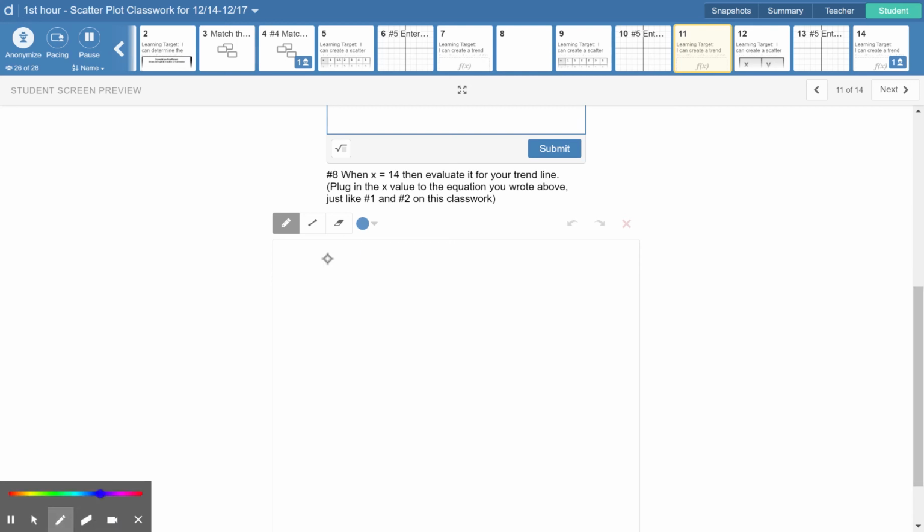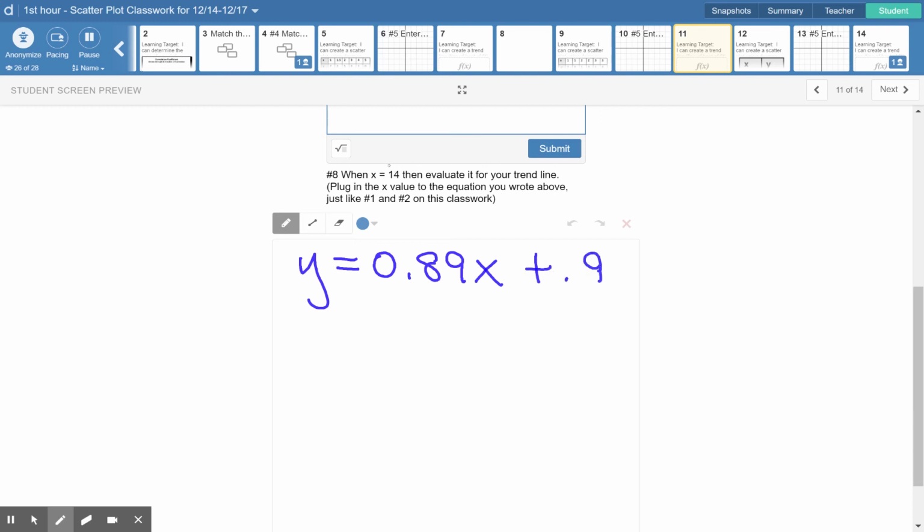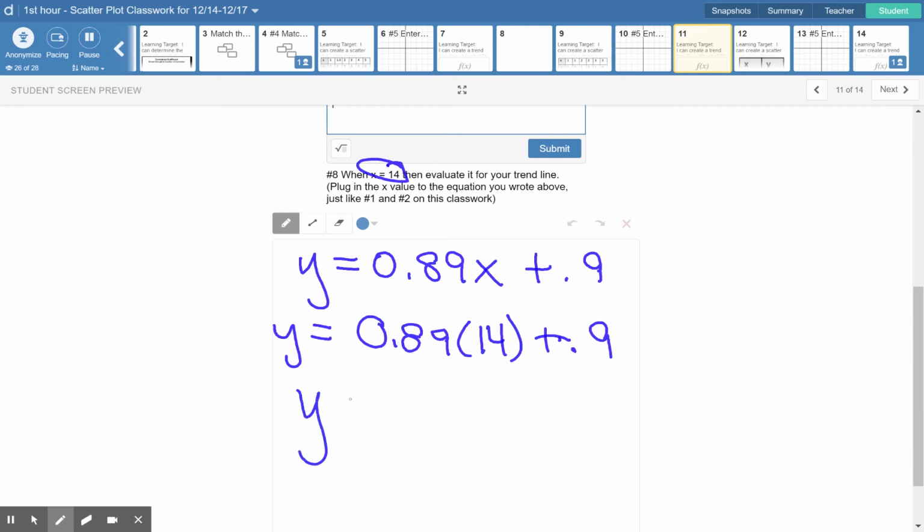And then for this problem, you're going to use the same equation from the question above. But now you're going to plug 14 in, and you're going to let your calculator do the work for you. Especially with these decimals, I don't need you to show me every step. I just need to know where to plug in. So 0.89 times 14 plus 0.9. So you get y equals 13.36.